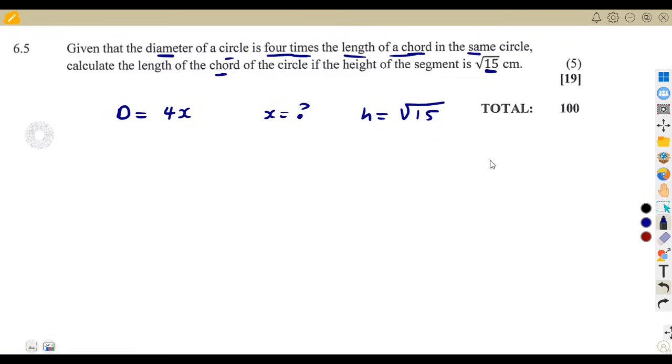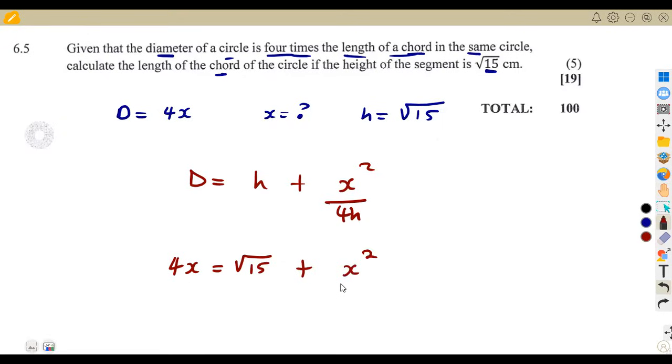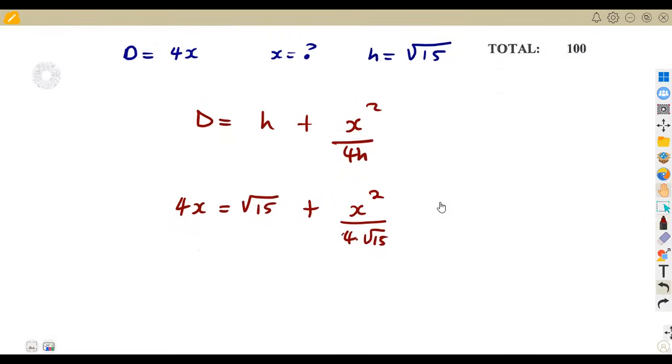So this was just a substitution that we are supposed to make into the formula, whereby we are saying d is equal to h plus x squared over 4h. So we're going to make a substitution whereby d is 4x. So 4x is equal to h, which is a square root of 15, plus x squared is just going to remain as it is, which is x squared over 4h, which is 4 square root of 15, like this. So you're supposed to solve for x.